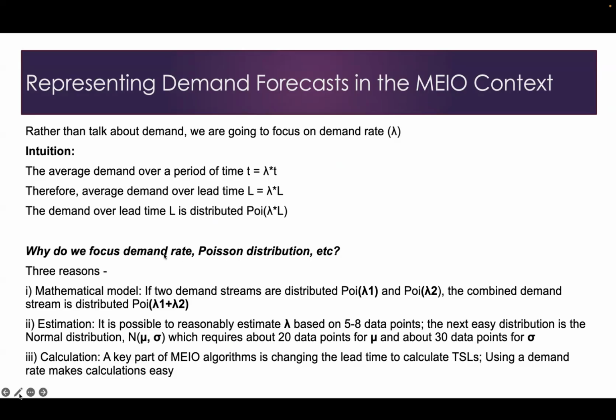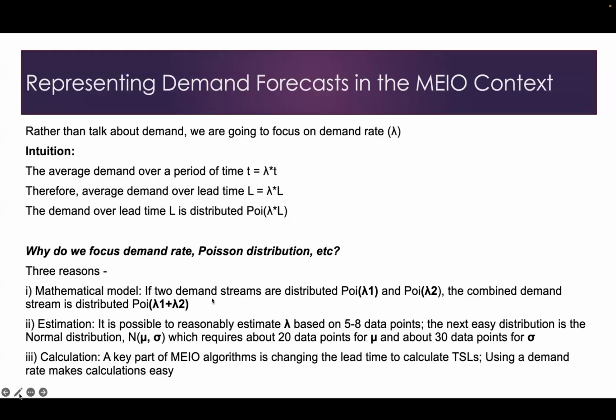So why do we focus on demand rate, Poisson distribution, etc.? And this is actually meant for consultants. Probably nobody in this class really cares as much, but maybe if you do. One is a mathematical model. Again, remember those PhDs who sometimes attend and they ask all these concepts. When you say it's Poisson, it gives you some certain mathematical properties. So this is one property we'll use. Don't worry, it's going to be very intuitive.